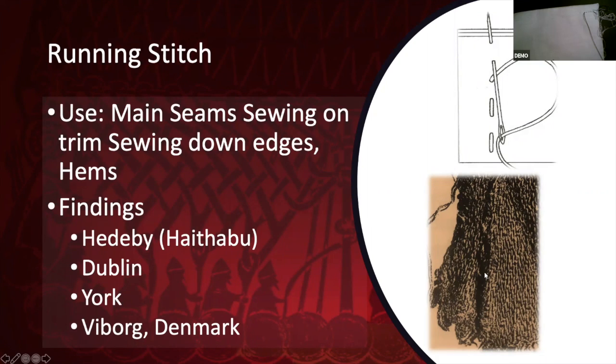So where are you going to use this? Main seams, sewing down some edges. You can use this on hems. A lot of times you'll see that a hem is turned, and then this is done more of as a little in and out stab stitch along the edge of your hem to hold the edge closed.